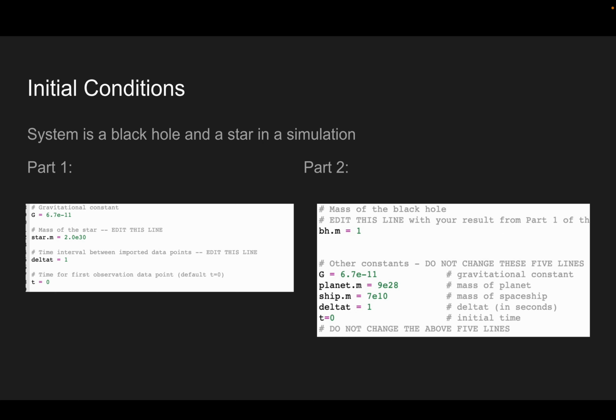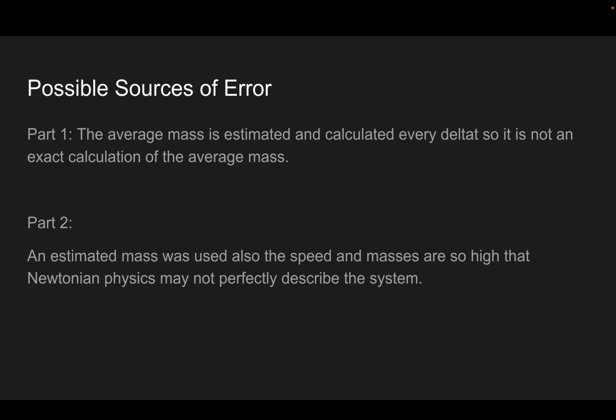So, a quick talk about the initial conditions. The system is a black hole and the star in a simulation. You can see these are some constants that were entered in: gravitational constant, star mass, the delta t, first observation. And similar for the second one, you can see there's an initial mass for the ship and the planet, which are just given, and then the gravitational constant and delta t.